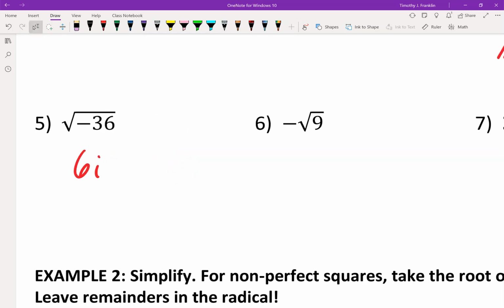For number 6, this negative is outside the radical. All right, so we don't use it when we take the square root. We put it on after. So the square root of 9 is 3, and this negative makes that a -3 because it is outside the radical.